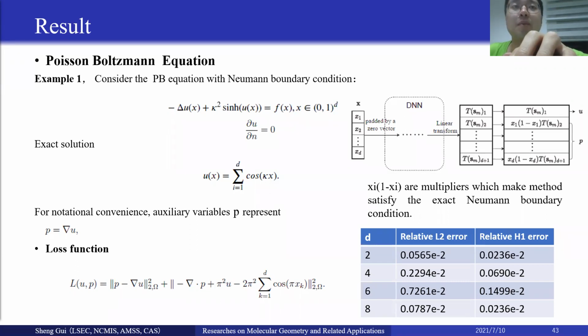We multiply p by xi times 1 minus xi to satisfy the Neumann boundary conditions automatically. This table shows the result of this method. The relative L2 error is about 10 to the power minus 3. The relative H1 error is about 10 to the power minus 3.